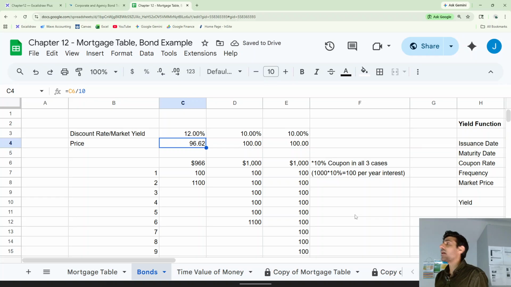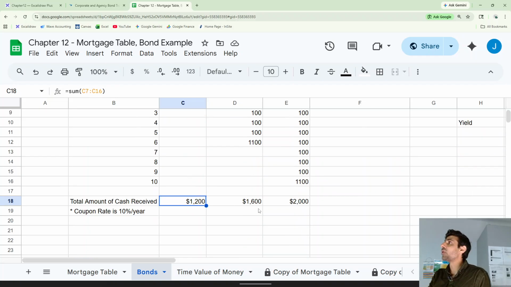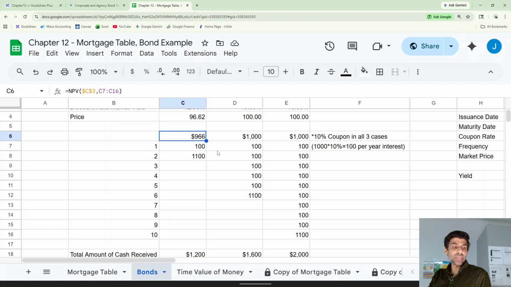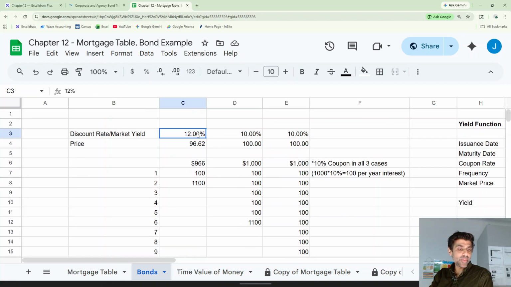So you can see the price of the bond is now below 100, meaning that, again, this $1,200 is fixed, but now the investors are only going to pay $966. So they're going to earn a little more than if they had paid par, if they had paid 1,000, because they now require extra return because this discount rate is kind of a fluctuating thing that changes based on various things.